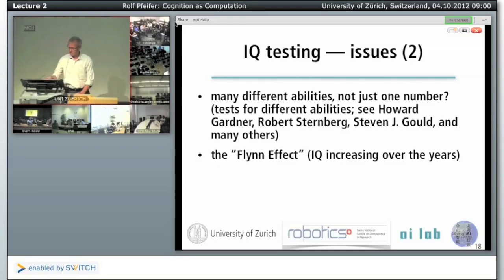There is also an interesting phenomenon called the Flynn effect, and that is that the IQ globally overall has been increasing over the years for quite some time. Now it seems that a certain plateau has been reached, and we can, of course, speculate why this might be the case. You know, could be nutrition, could be exposure to electronic media. There are lots of speculations about this.